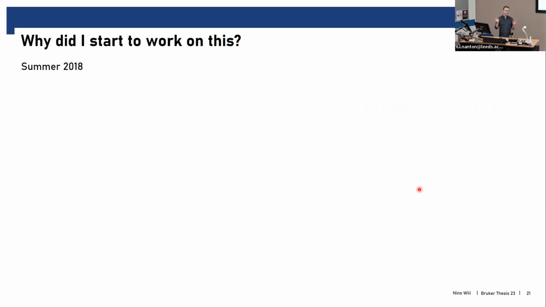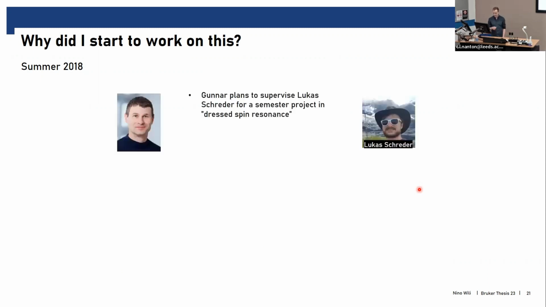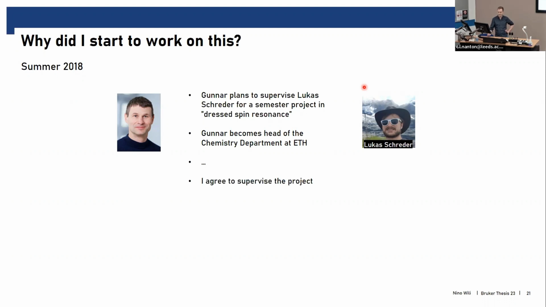Because it had absolutely nothing to do, maybe not nothing, but very little to do with what I did. So in summer of 2018, Gunnar planned to supervise Lucas on a project of spin lock electron spin resonance. He kind of wanted to revive it a little bit. There was just one slight issue: at the same time, Gunnar became head of the department of chemistry at ETH. And it's a pretty big department, and it's kind of a lot of work. So the conclusion of this was basically that I was supervising this project.